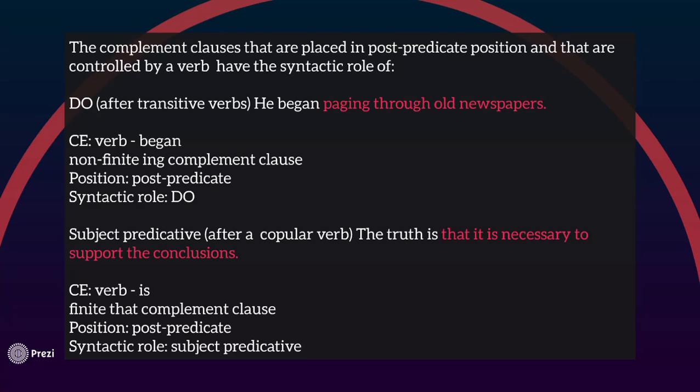Then, in the example, the truth is that it's necessary to support the conclusions, our controlling element is verb be in present form, is, which is complemented by a finite that complement clause in the post-predicate position because it's placed after the main verb of the clause, and it serves the syntactic role of a subject predicative.